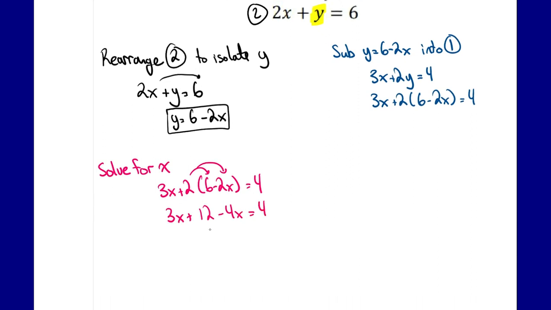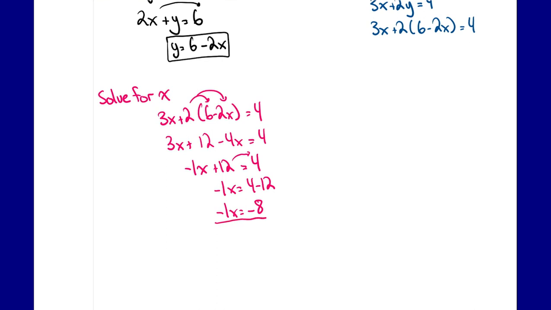Collect like terms. I can collect my x terms. 3 minus 4 is -1x. Plus 12 equals 4. And now I'm solving this two-step equation. I'm going to move the 12 over to the other side. So I get -1x equals 4 minus 12. -1x equals -8. Divide both sides by -1. I get x is equal to 8. So there is one value. So I found part of my point of intersection. I need to find the other one.